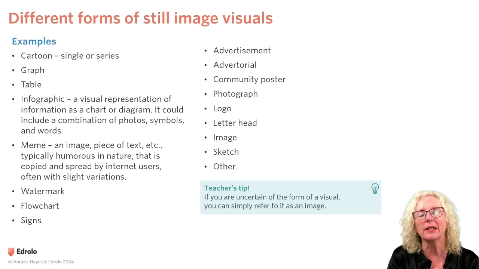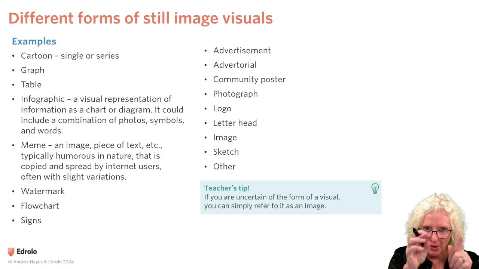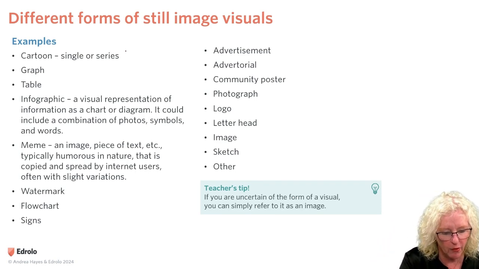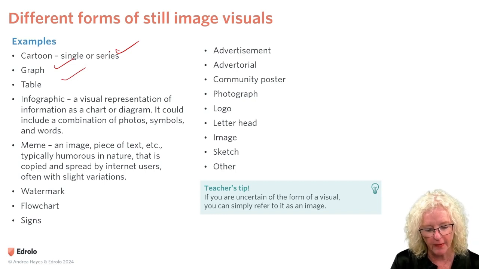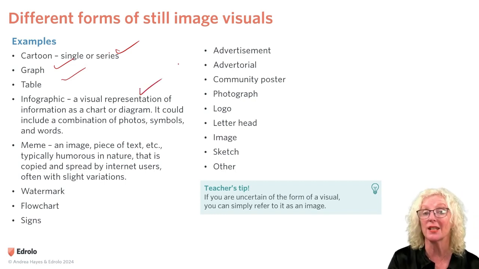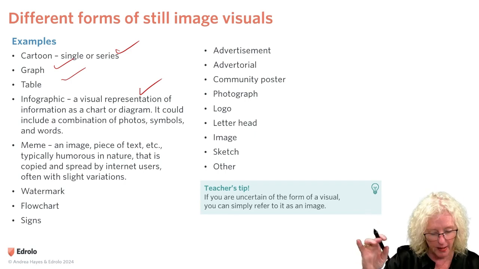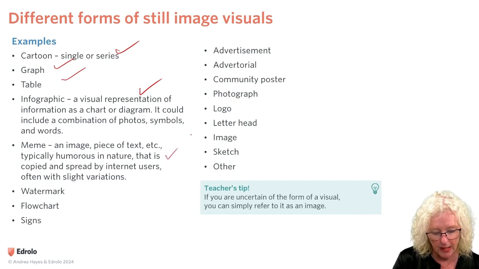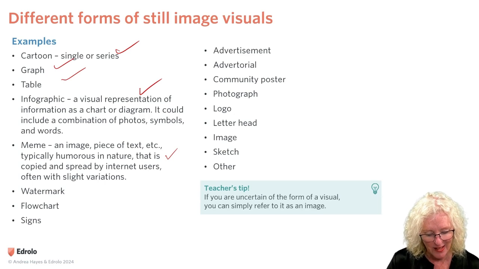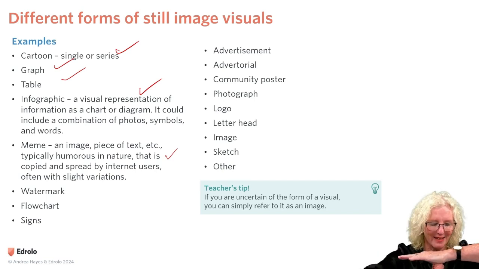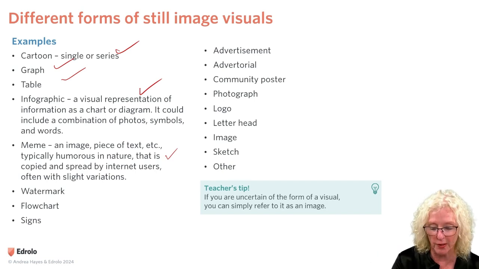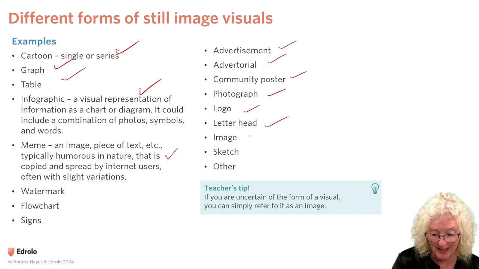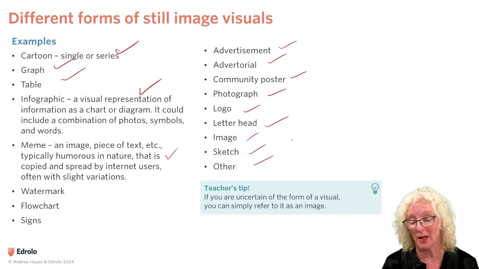So examples of still image visuals. We have cartoon. Now that can be a single frame or a series of frames. We have graph, table. We have an infographic, which is a visual representation of information as a chart or a diagram. It can be a combination of photos, symbols, words, link lines, all sorts of things. You have a meme, an image or piece of text, humorous in nature, that is copied and spread by internet users. Watermarks, those faded ones that are underneath the text. Flowcharts, signs, advertisement, advertorial, community poster, photograph, logo, letterhead, image, sketch, and there's other ones as well.